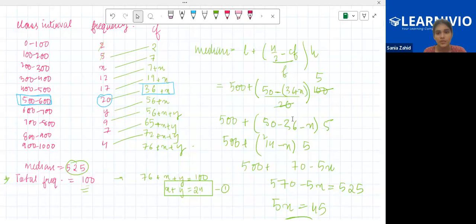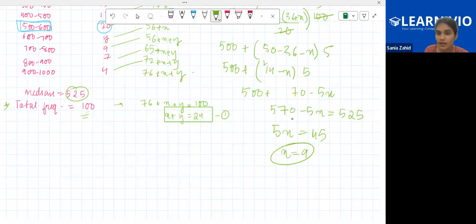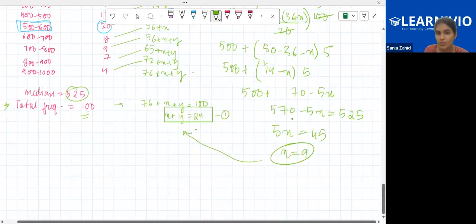Yes, ma'am. Yeah, you got 9. So now if x is 9, you can easily substitute the value and get the value for y also. x plus y gives you 24, so y is equal to 24 minus 9.